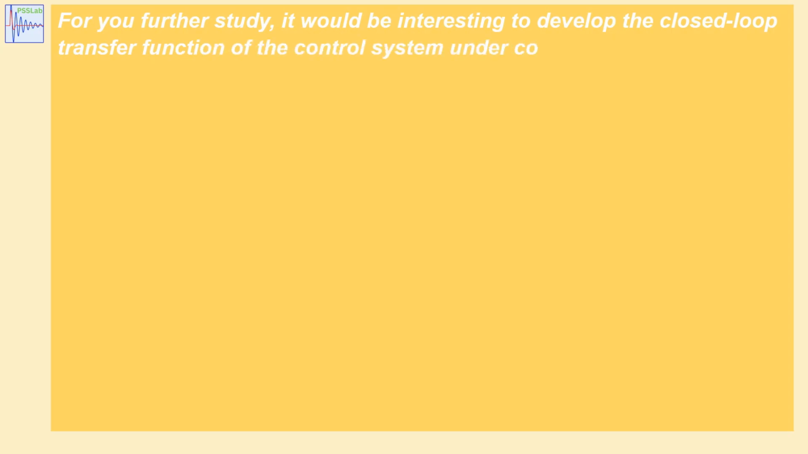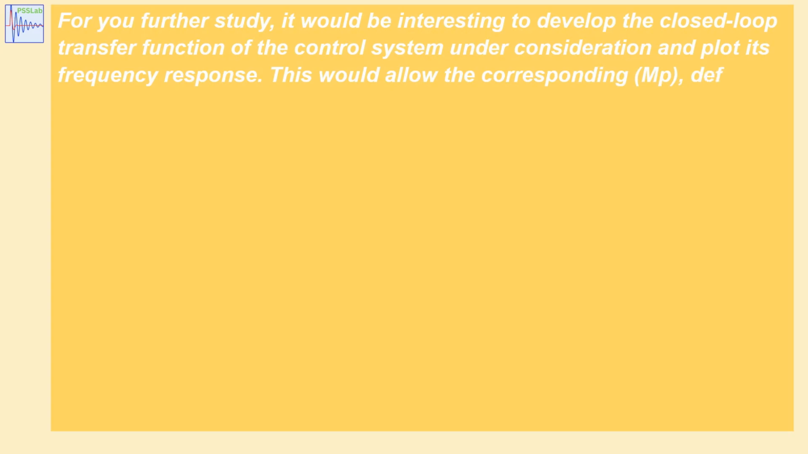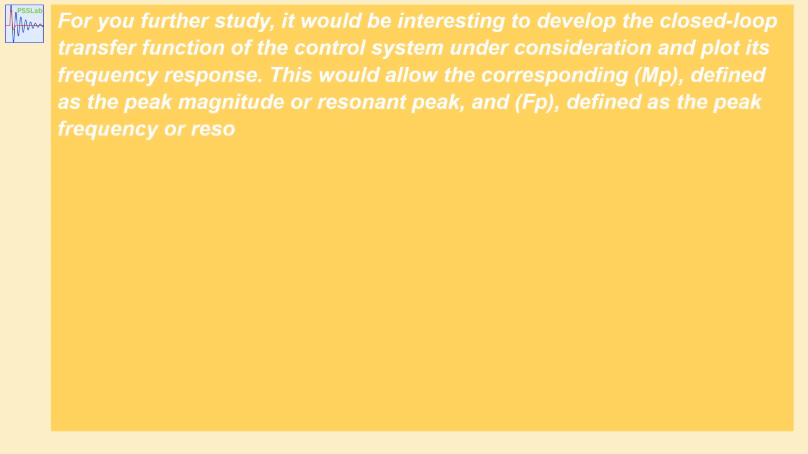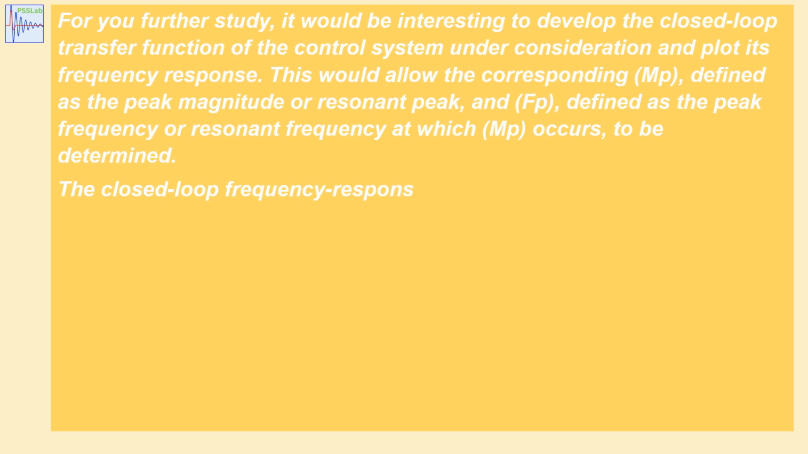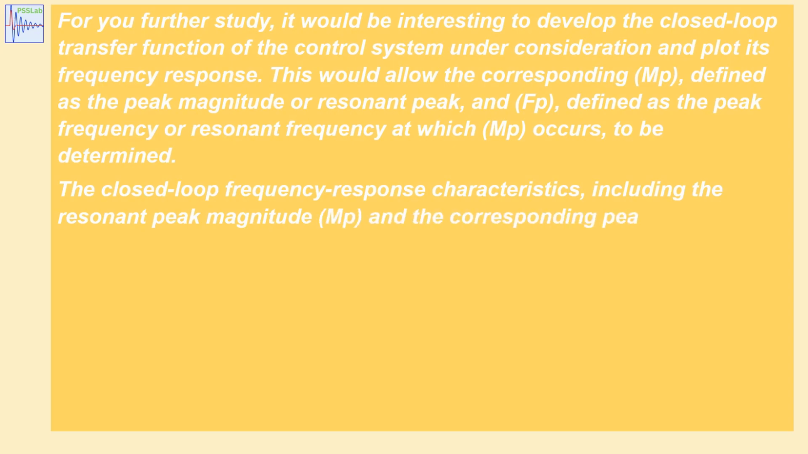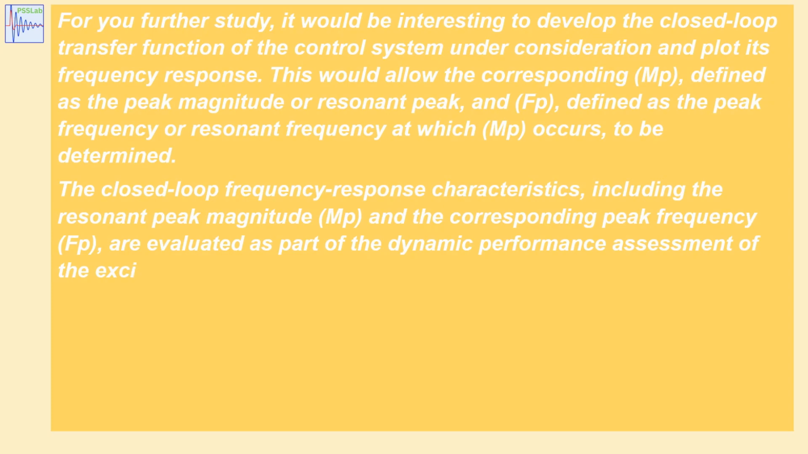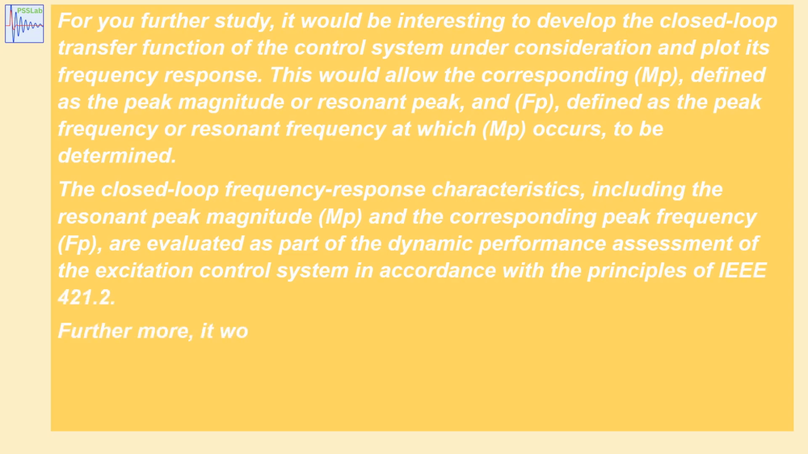For your further study, it would be interesting to develop the closed-loop transfer function of the control system under consideration and plot its frequency response. This would allow the corresponding Mp, defined as the peak magnitude or resonant peak, and Fp, defined as the peak frequency or resonant frequency at which Mp occurs, to be determined. The closed-loop frequency response characteristics, including the resonant peak magnitude Mp and the corresponding peak frequency Fp, are evaluated as part of the dynamic performance assessment of the excitation control system in accordance with the principles of IEEE 421.2.